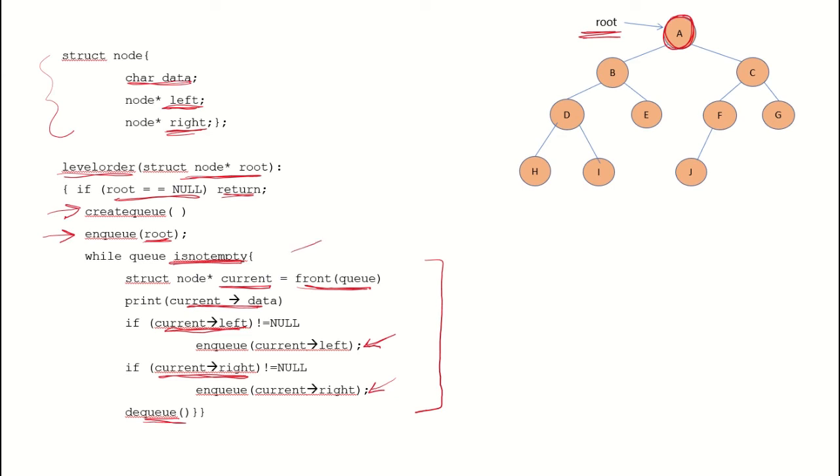Then again we are going to check whether the queue is empty or not. Whatever is at the front of the queue becomes the current node. We will print its data, enqueue its left and right child, and dequeue that element from the front of the queue. So this is how the algorithm for the level order traversal will work.